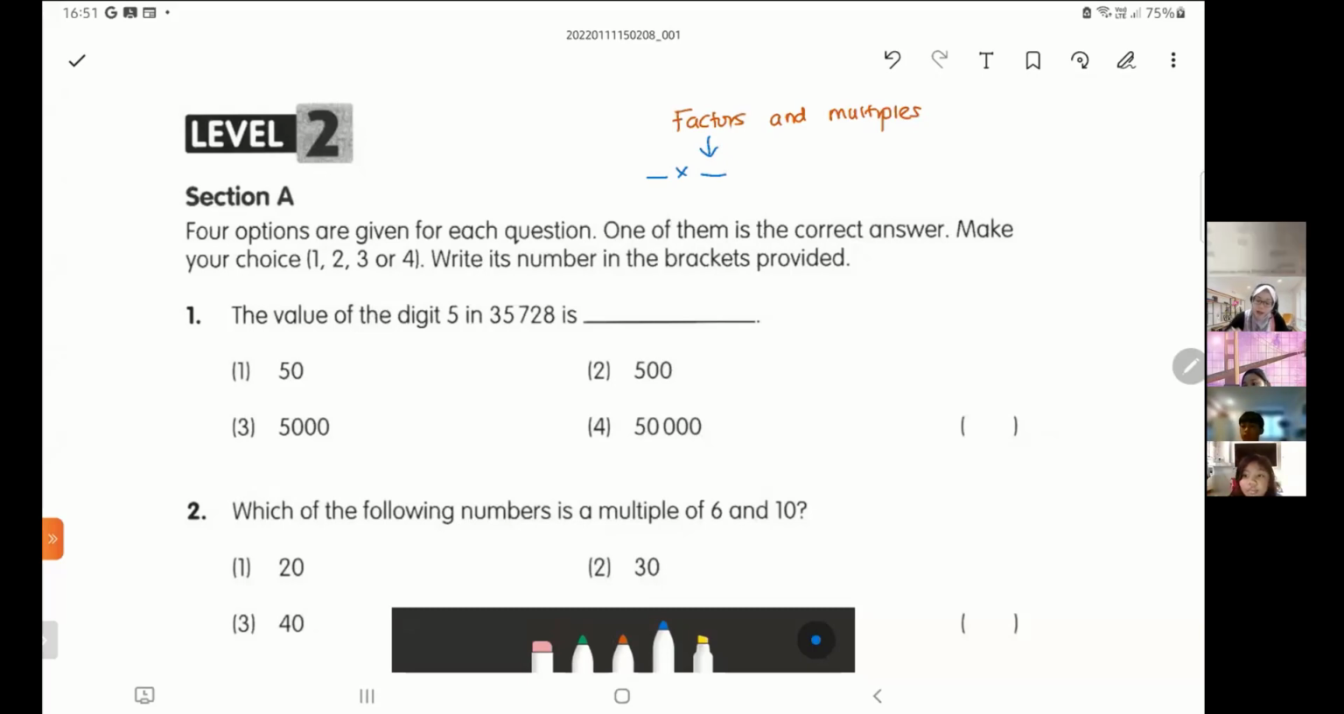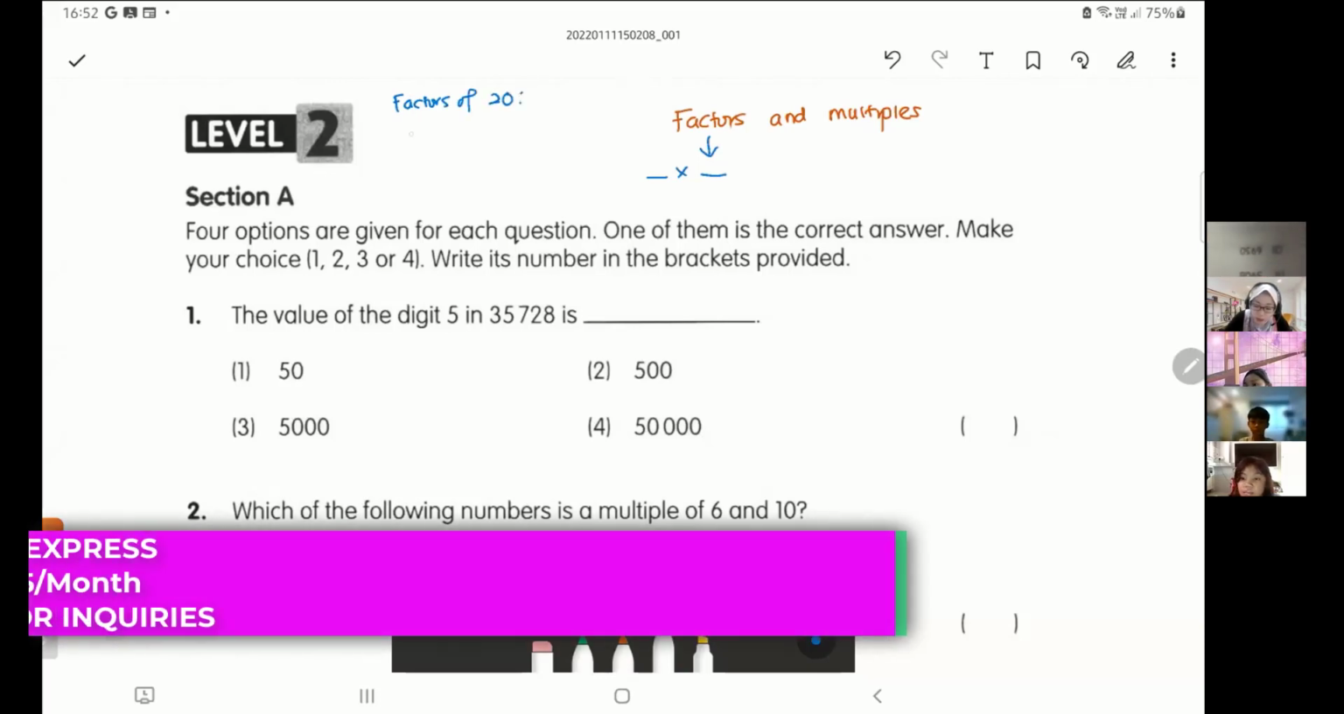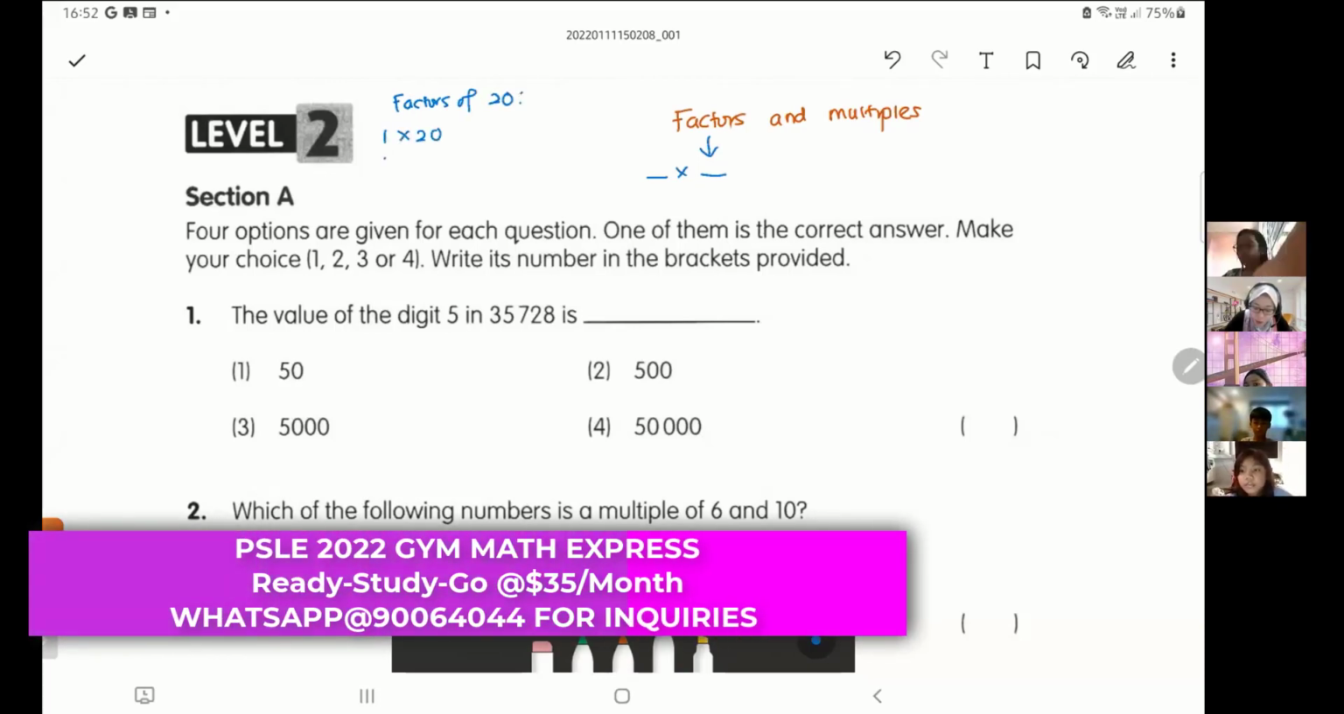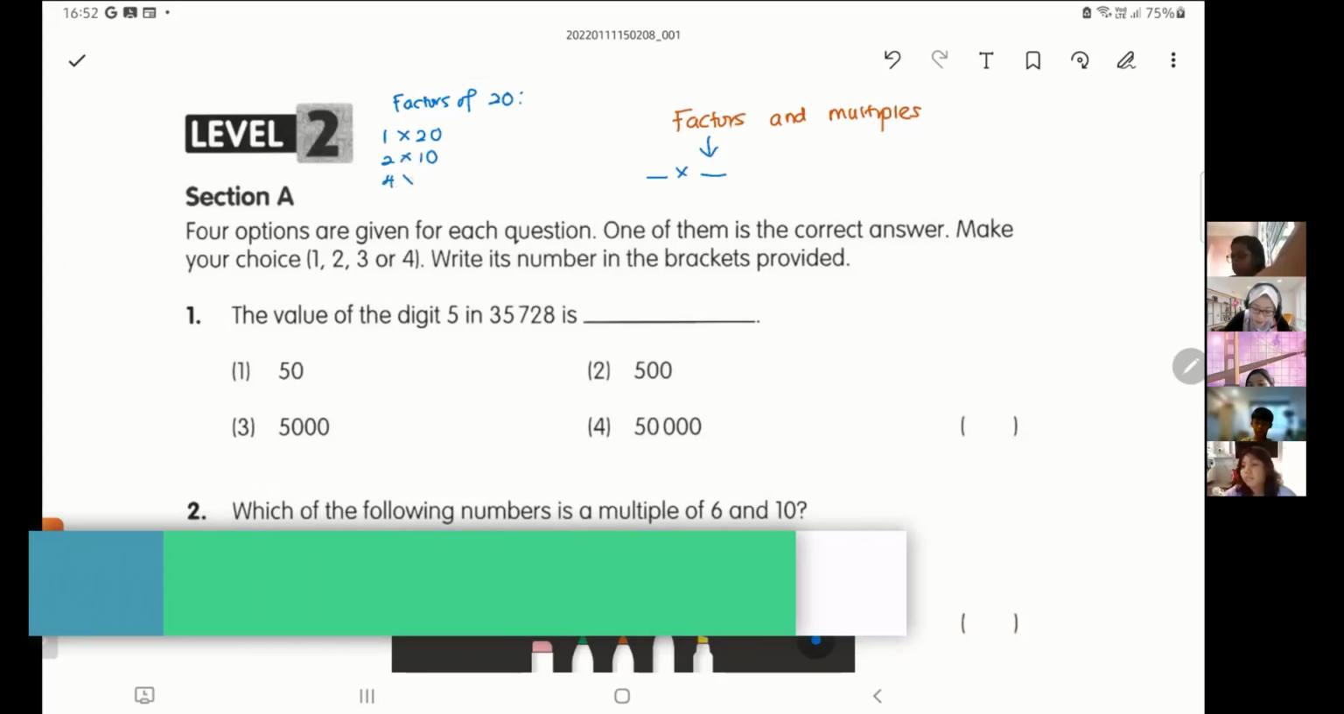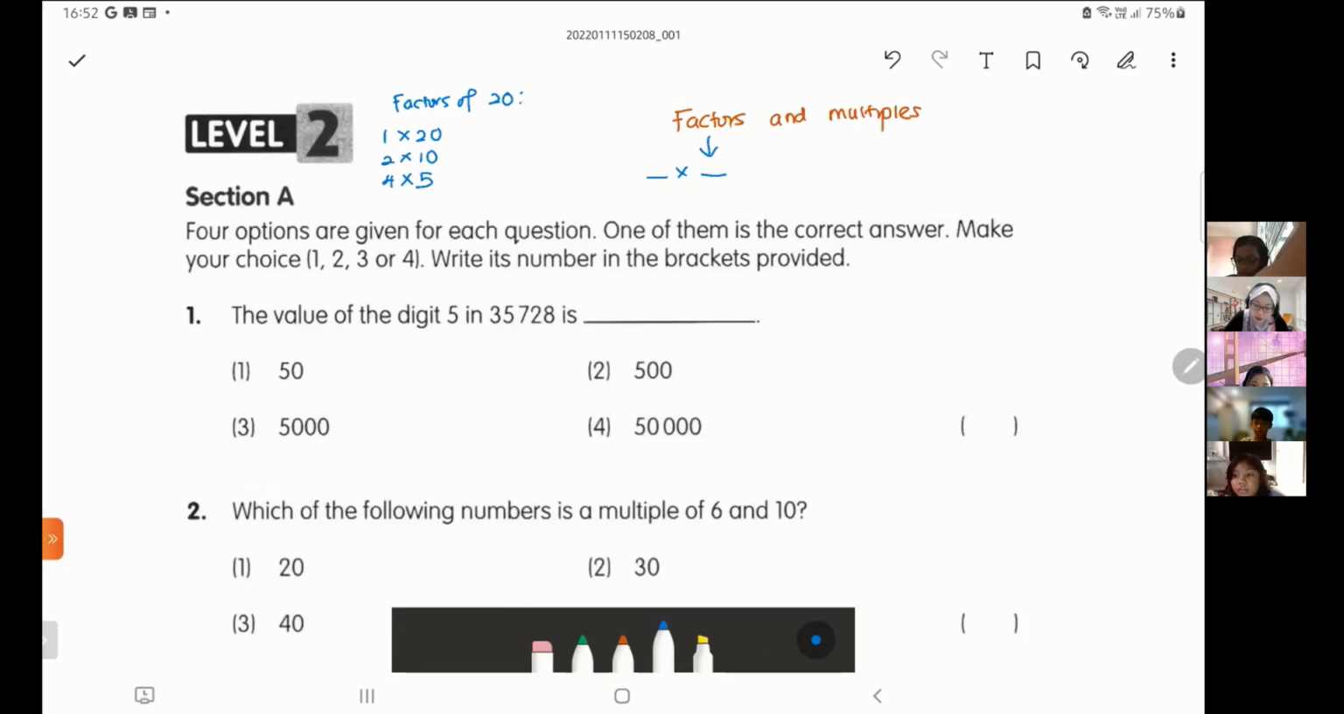Example, if I ask what are the factors of 20, it will be 1 times 20, 2 times 10, 4 times 5. So what are the factors of 20? You will rewrite it in sequence, all the way from here to here: 1, 2, 4, 5, 10, 20. This is the factors of 20. Understand? This is called factors: what times what gives you the number you require.